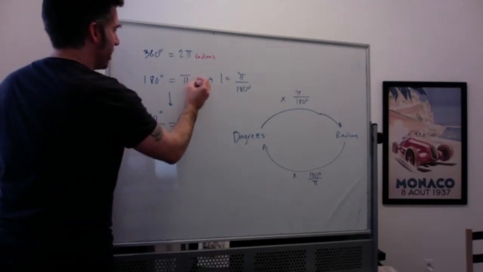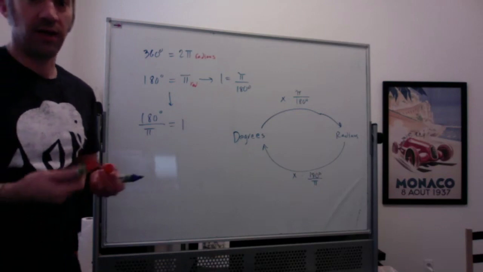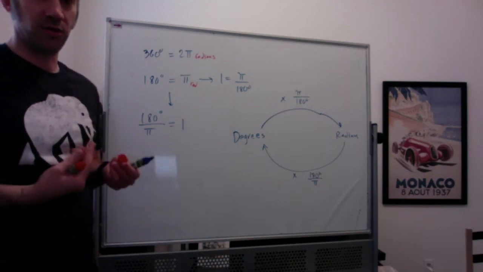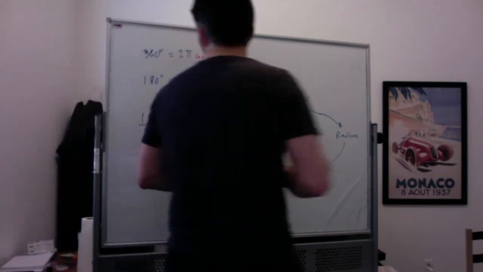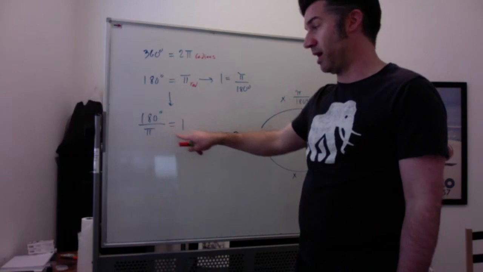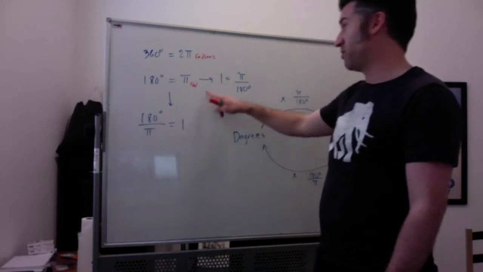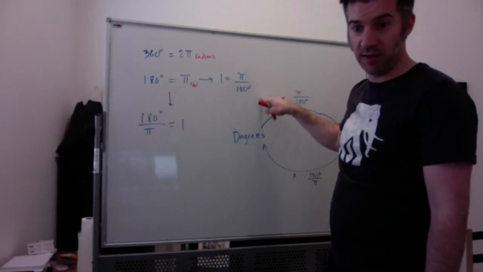Sometimes we abbreviate radians with rad. Definitely on a calculator, if you're going between degrees and radians, degrees is DEG, radians is RAD. And then you can divide both sides by pi to get 180 over pi is equal to 1. Or you can divide both sides by 180 degrees to get 1 is equal to pi over 180 degrees.